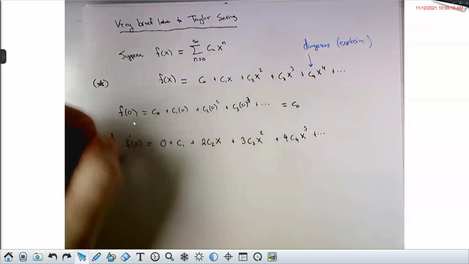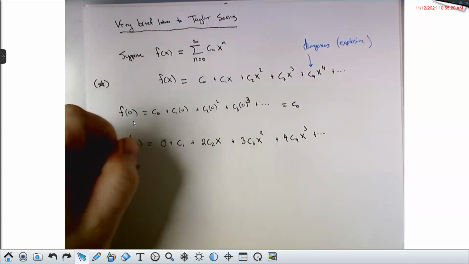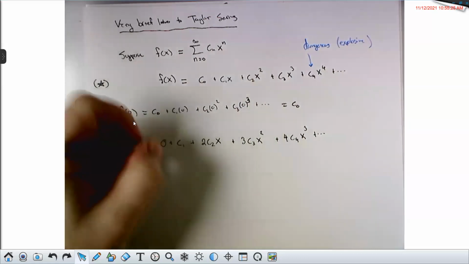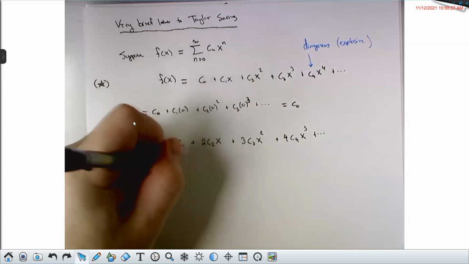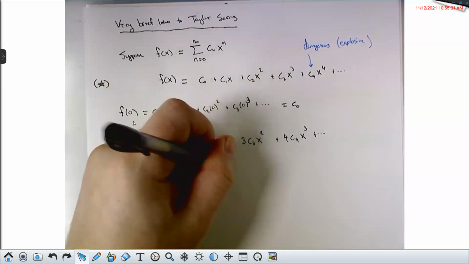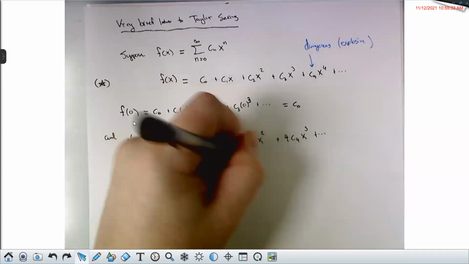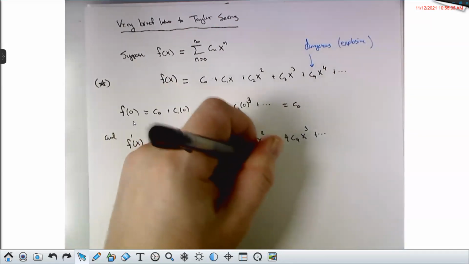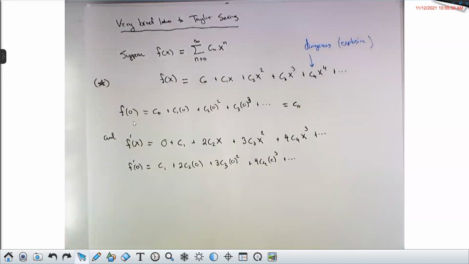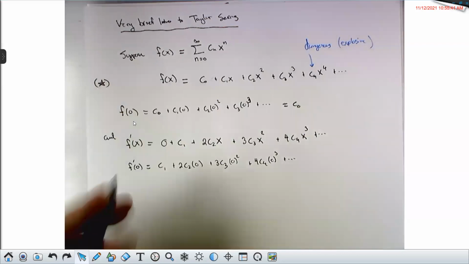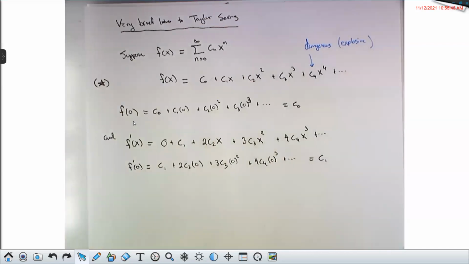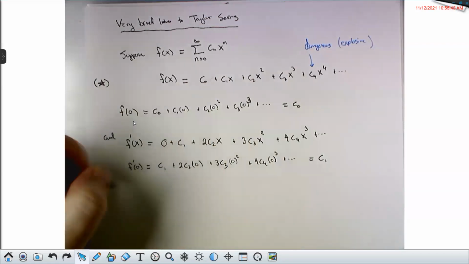And plugging in 0 here, this guy is gone. Here you get c_1 plus 2 c_2 times 0 plus 3 c_3 times 0 squared plus 4 c_4 times 0 cubed. In other words, f prime of 0 is c_1. Maybe you can smell where this is going.